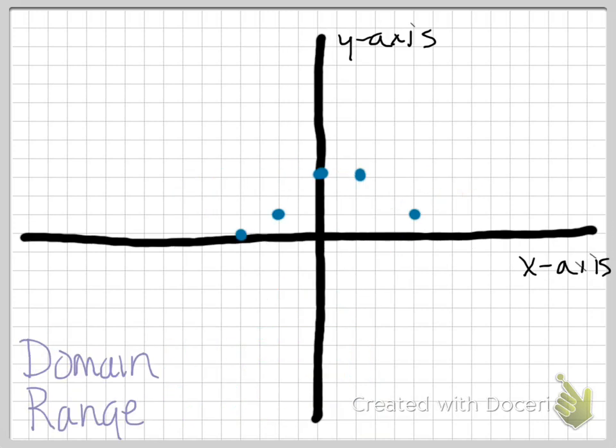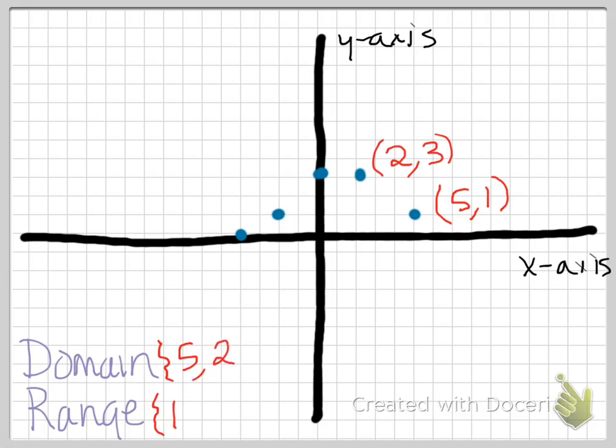Alright, let's do one more example from a graph. Starting with this point here, the coordinates of this point are going to be 5, 1 because we went right 5, up 1. So we're going to start by putting a 5 in our domain and a 1 in our range. This point is going to be over 2, up 3, so 2, 3. So we're going to add a 2 to our domain and a 3 to our range.